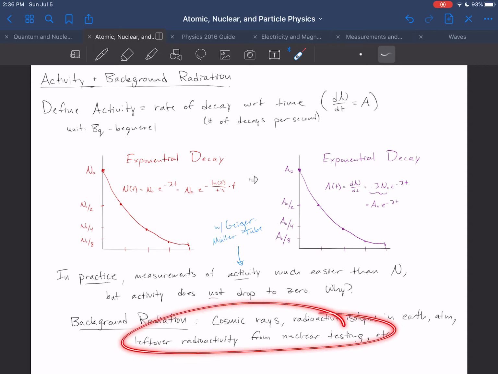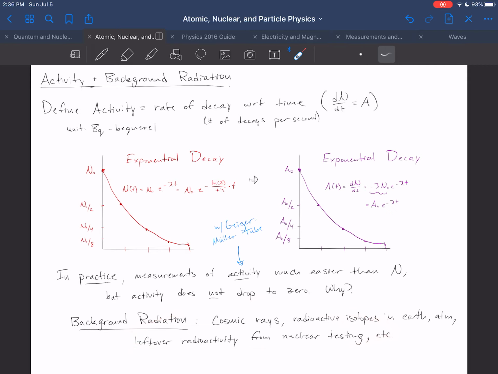This leftover radioactivity from nuclear testing is also very important and has significant effects. For example, all modern steel that is smelted and made in the modern era is of lower quality because of that leftover radioactivity. And actually, to get high quality OG steel, what we do is we dig up usually sunken ships from the World War II era and take their steel. It's actually a significant problem to overcome.